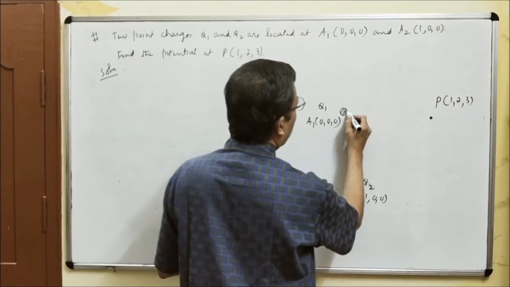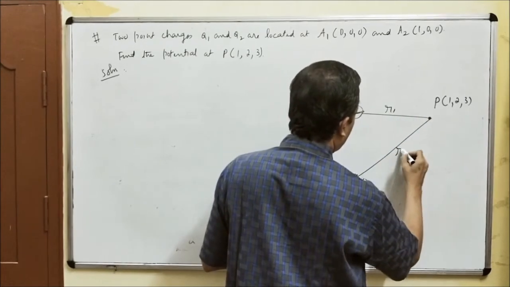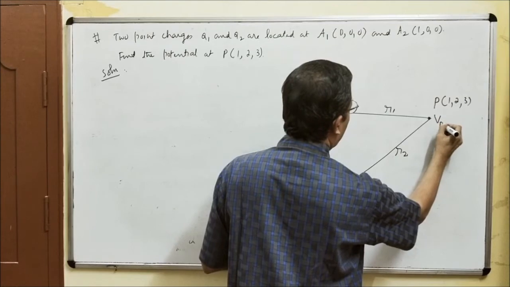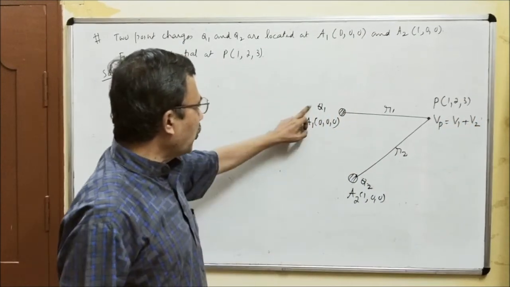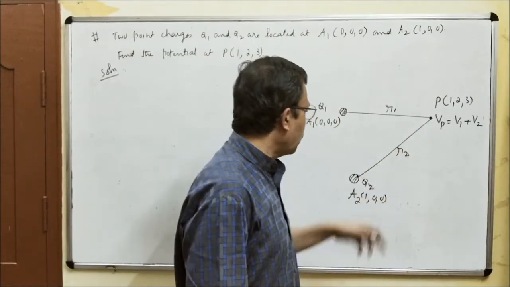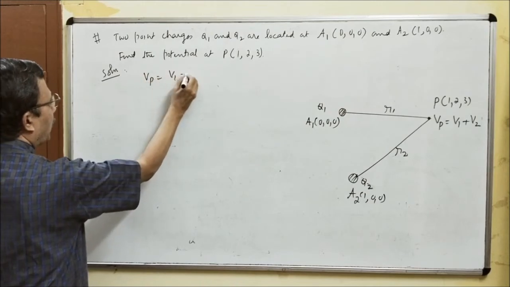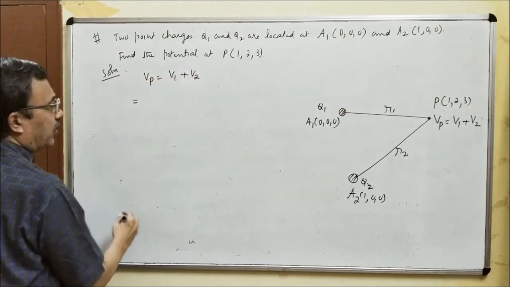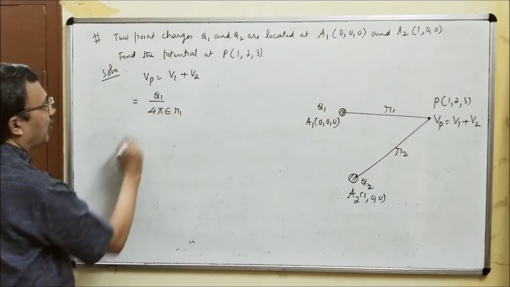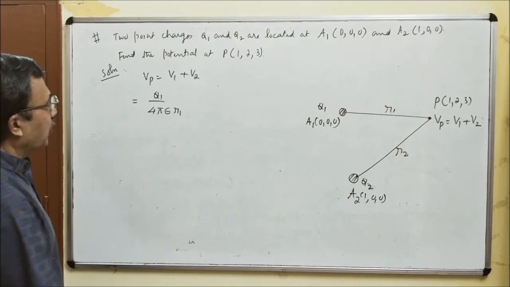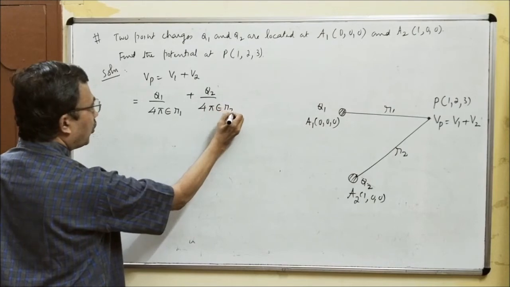Distance from Q1 to P is R1. Distance from Q2 to P is R2. Potential at point P is Vp. Vp is what? V1 plus V2. V1 is the potential due to Q1. V2 is the potential due to Q2. So Vp is equal to V1 plus V2. What is V1? It is nothing but Q1 divided by 4 pi epsilon R1. What is V2? Q2 divided by 4 pi epsilon R2.